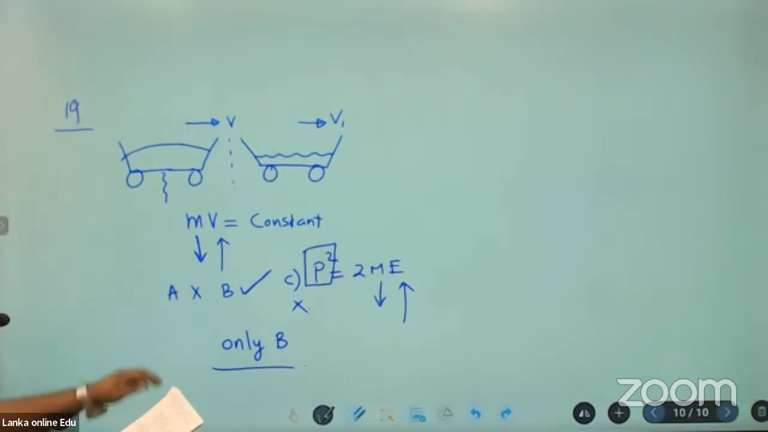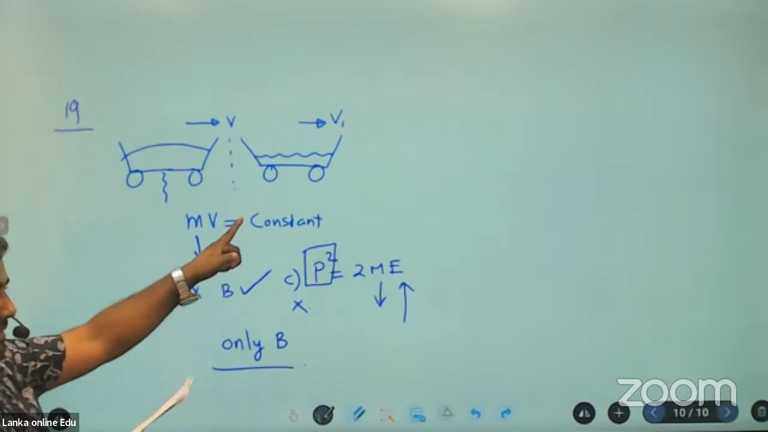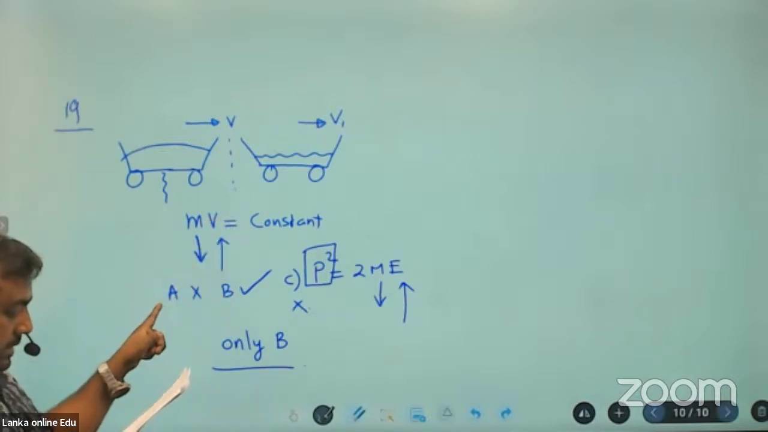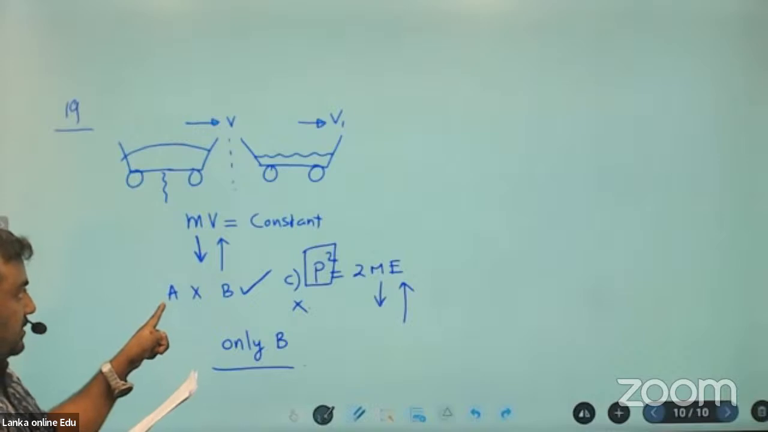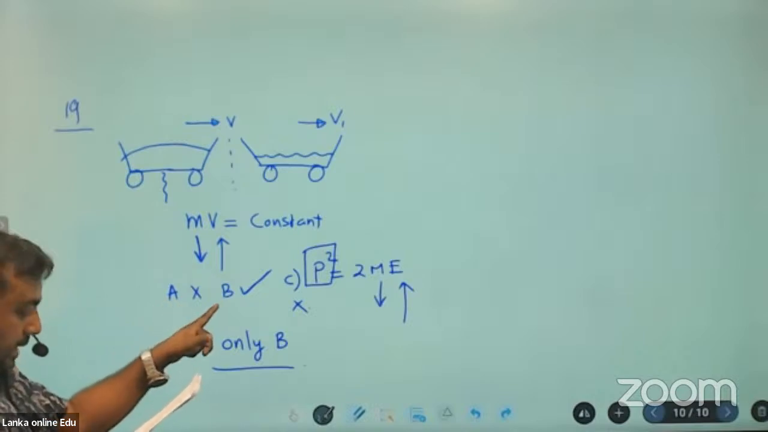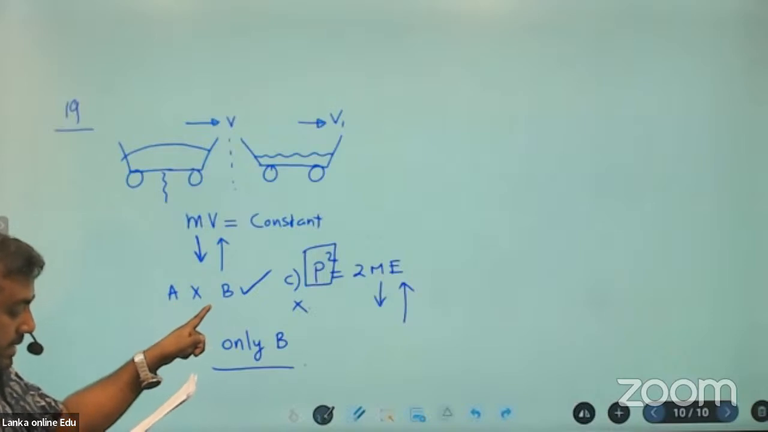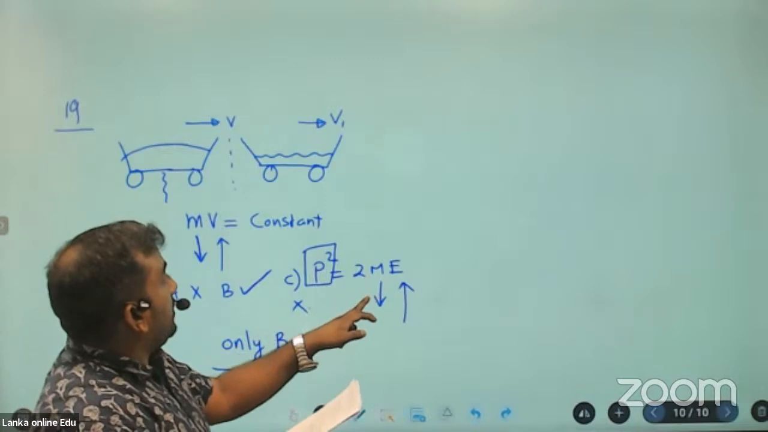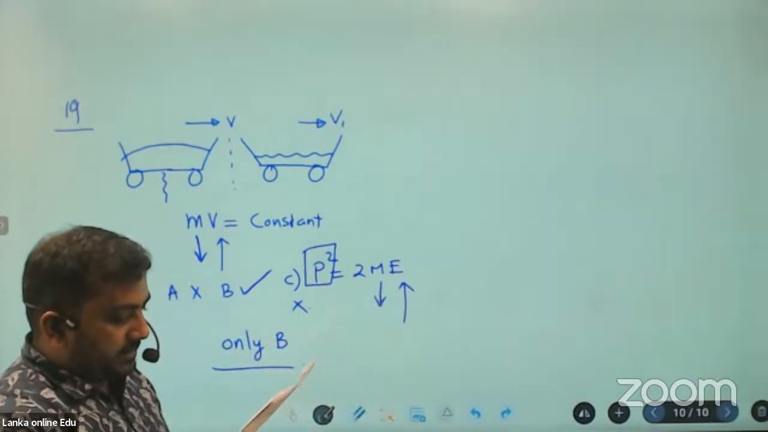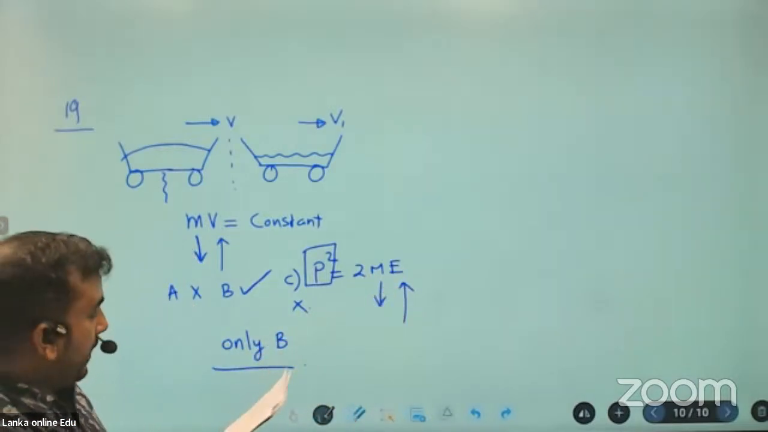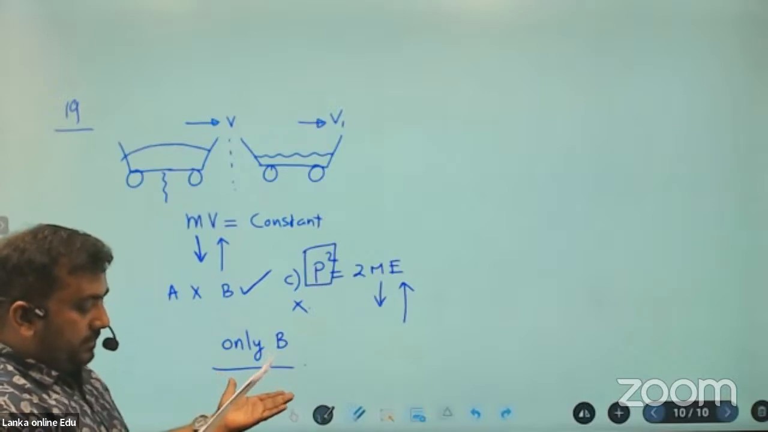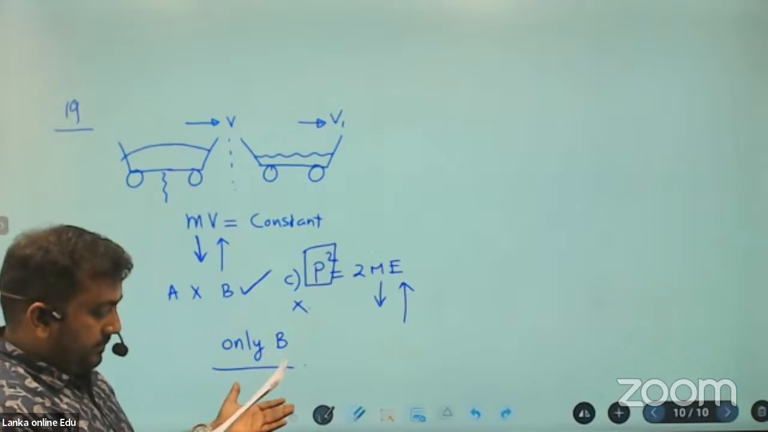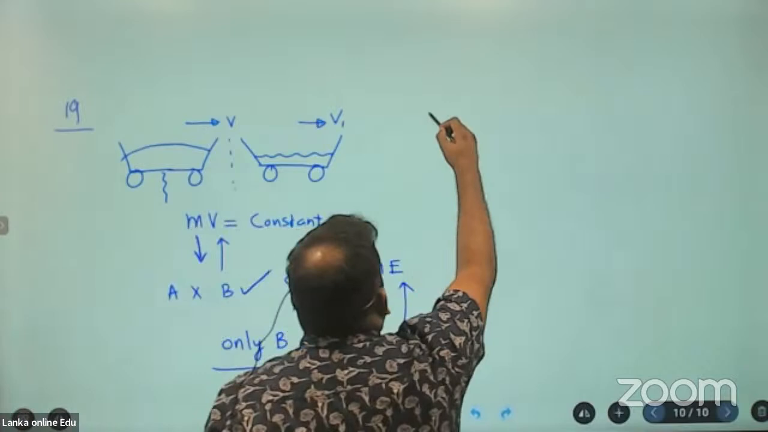Right. So mass reduces, and to keep momentum conserved, velocity will increase. Velocity of the truck decreases, wrong. Velocity of the truck increases with time, correct. Kinetic energy of the truck decreases with time, wrong. Mass reduces, kinetic energy will increase. So the true statement is only B. Okay. Question number 20.